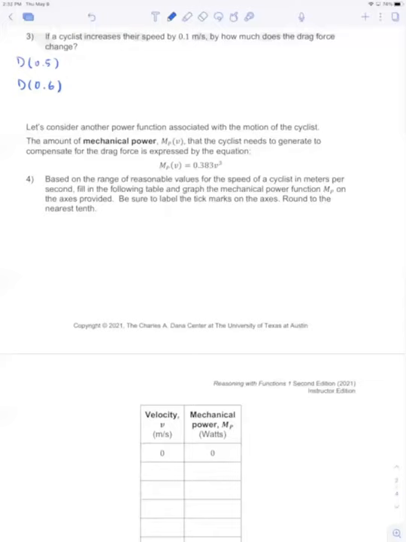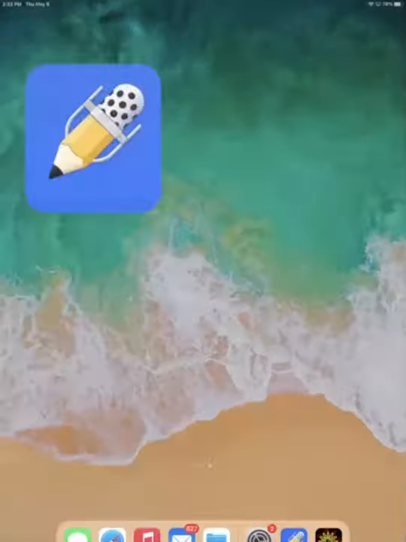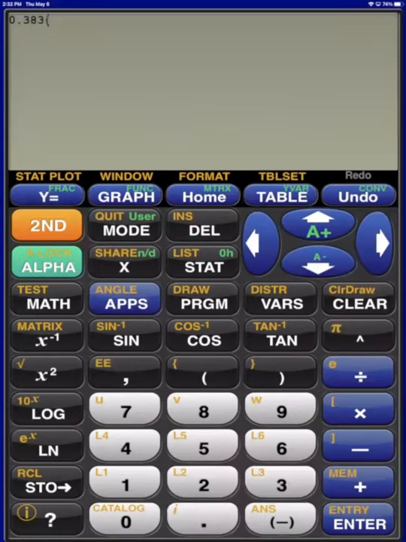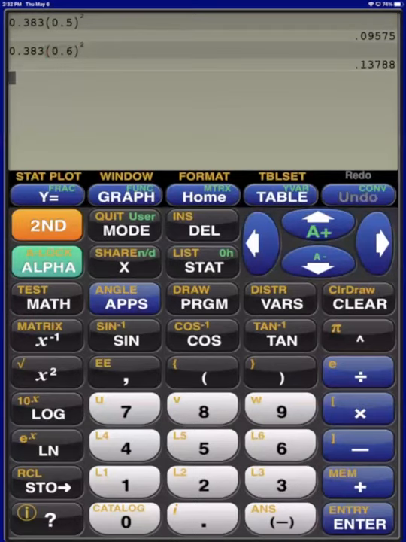Let's go to the calculator. And back to the calculator, I'm going to clear this. And we have 0.383, and then parenthesis, I'm going to do the 0.5 first. And then we're squaring that. And we get that number, 0.09575. And then we'll do the same thing, except this time it's going to be a 0.6 here, and then enter. And we get that value.